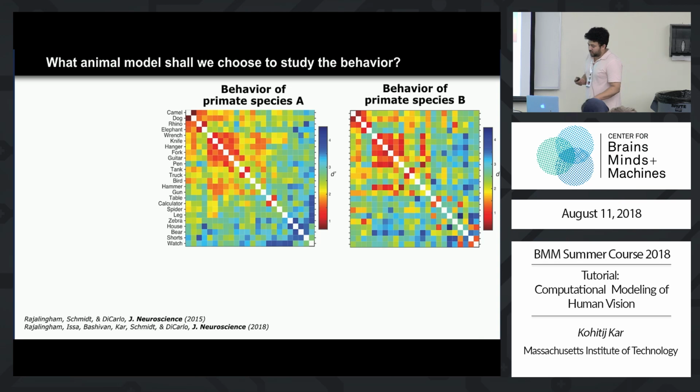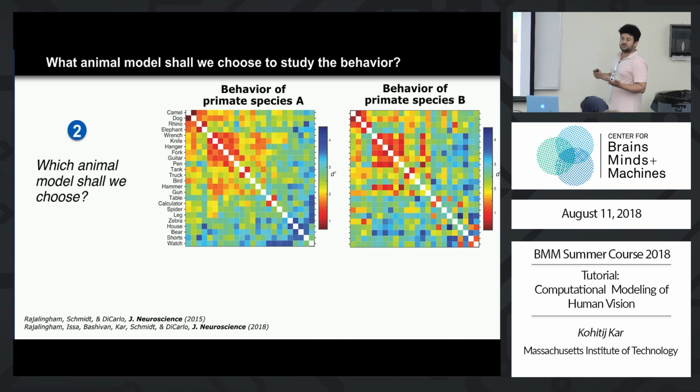Now, the second question is, what is the behavioral metric? I'm going to show you one behavioral metric here. This is a confusion matrix. For those of you who don't know it, I'm plotting the performance of the subject, whether it is human or monkeys or models, for each object when they were tested against all other objects. So this will be like camel versus dog, that will be like camel versus rhino, and so on. These are two different species, and they look very similar. That's the second question.